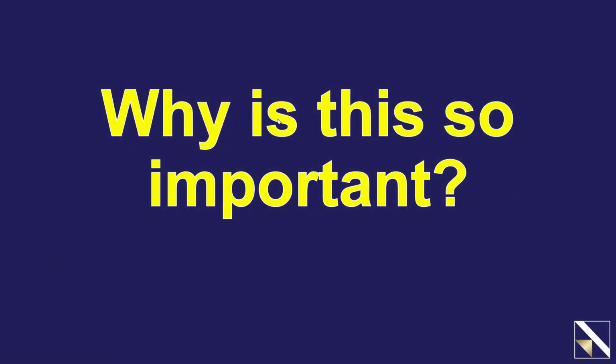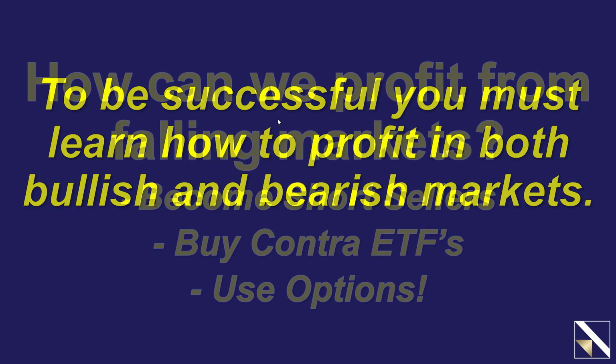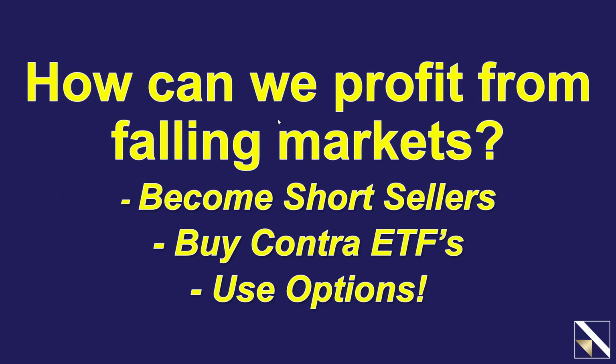Now, why is this so important that we learn? Well, to be successful as a trader, as an investor, you must learn how to profit in both bullish and bearish markets. Now, what are some of the ways that we can profit from falling markets? Well, we can become short sellers. We can actually short stock. Now, a lot of people don't do that. A lot of people cannot do that. So there are some other opportunities. There's buying contra ETFs. That's another way to profit during falling markets.